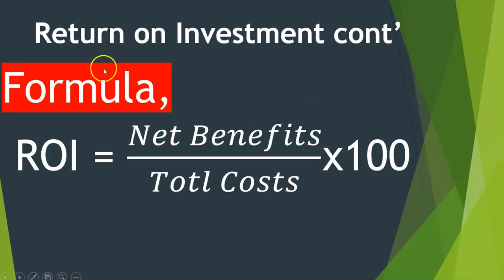And this is a formula. ROI, return on investment, is given by: you take your net benefits, and this one is the same as if we were to do mathematics. This net benefits is the same as the CBA, cost benefit analysis, all over your total costs. This is total cost. Multiply that by 100, then you get the percentage. That determines the profitability of the business.